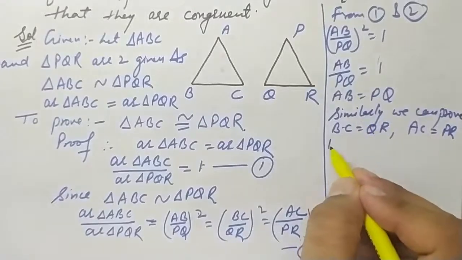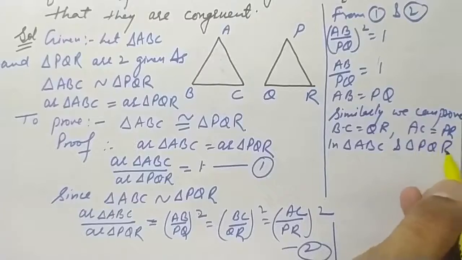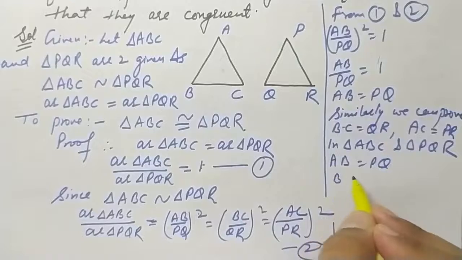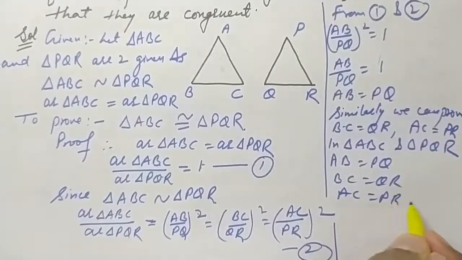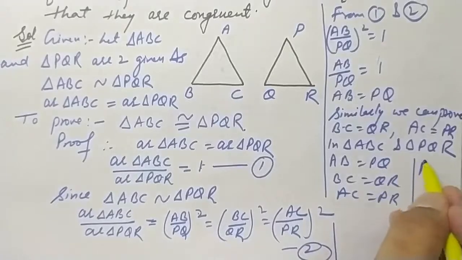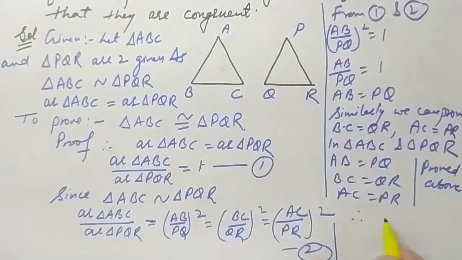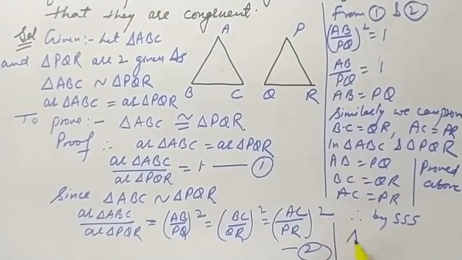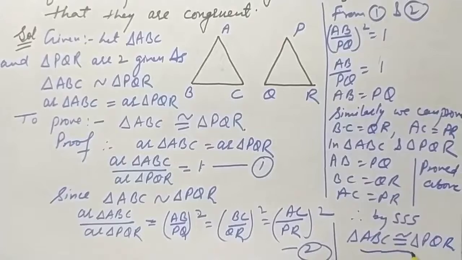So I will write here, in triangle ABC and triangle PQR, AB is equal to PQ, BC is equal to QR, AC is equal to PR, and for all of these we write the reason as proved above. Therefore, by SSS, side, side, side, triangle ABC is congruent to triangle PQR. So this way we will prove this question.